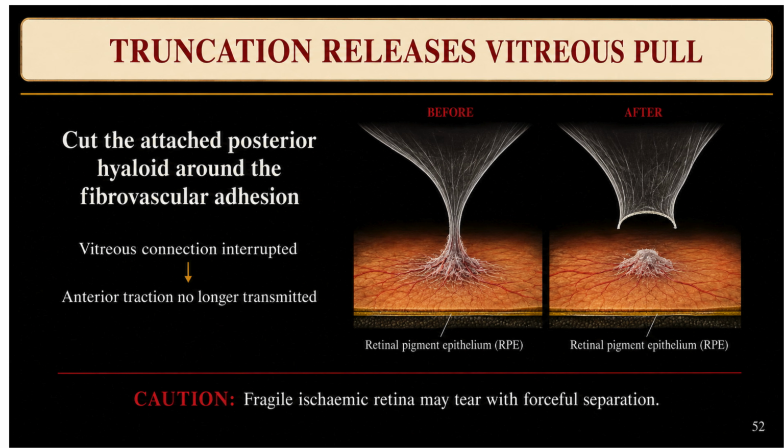The underlying diabetic retina may be thin, may be ischemic and fragile, and forceful separation can lift the retina further and create an iatrogenic retinal break. Instead, the attached posterior hyaloid may be cut or truncated around the fibrovascular attachment so that the vitreous no longer transmits the traction to that area. So the goal is not to create a complete posterior vitreous detachment at any cost. The goal is to stop the vitreous from pulling on the retina.